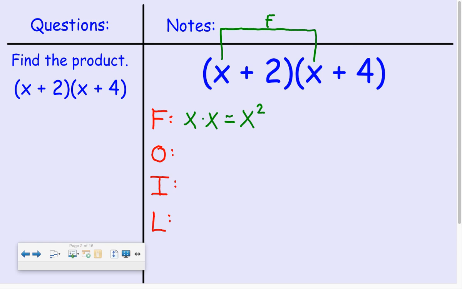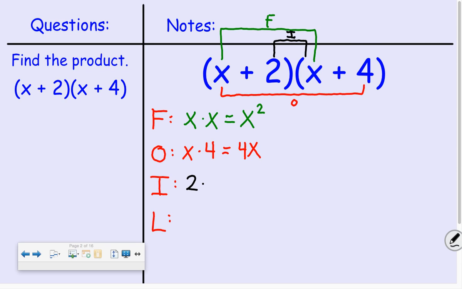Then we have our O. Our O is going to be the x and the 4, so the outside of both of our binomials. So x times 4 equals 4x. Inner is the inside of our binomials, so the 2 and the x. So 2 times x equals 2x. And our last are the last part of each binomial, so the 2 and the 4. So 2 times 4 equals 8.